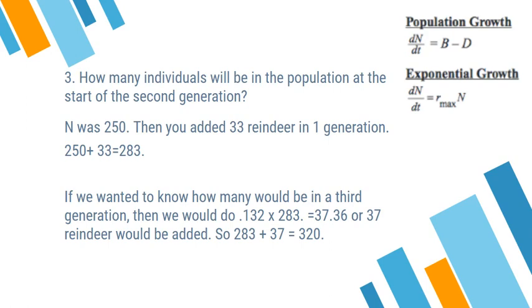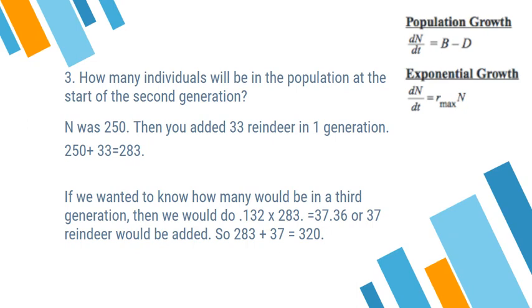Great. Easy. If we wanted to know, for example, how many would be in a third generation, here's the math we would do. We would do our growth rate, 0.132, and multiply that by our current generation population number, our current N. So we would do 0.132 times 283, and that tells us that it would go up by 37.36, or we'll round it down to 37 because we can't have 0.36 of a reindeer. So that means 37 reindeer would be added. So 283 plus 37 means we'd have 320 reindeer to start off the next generation.